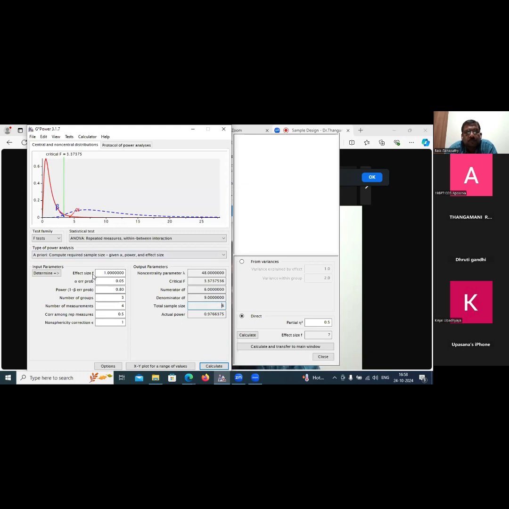For F test, the normal effect sizes considered are 0.1, 0.2 and 0.3 only. 0.1 is small, 0.2 is medium, 0.3 is large. So I keep 0.3. If I keep 0.3, you get 24 people as the sample. So 3 groups, each group you have to use 8 people.